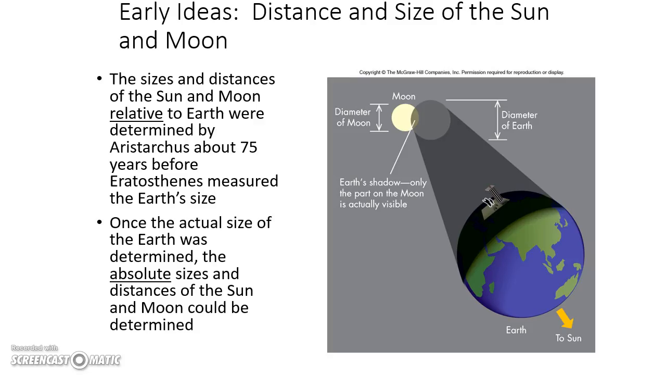Early ideas: distance and size of the sun and moon. The sizes and distances of the sun and moon relative to Earth were determined by Aristarchus about 75 years before Eratosthenes measured the Earth's size. Once the actual size of the Earth was determined, the absolute sizes and distances of the sun and moon could be determined. If you're looking at the diameter of the moon and the diameter of the Earth's shadow, only the part on the moon is actually visible.